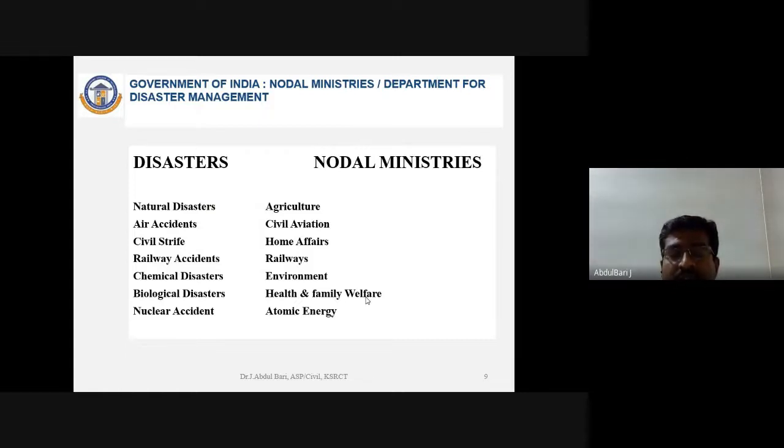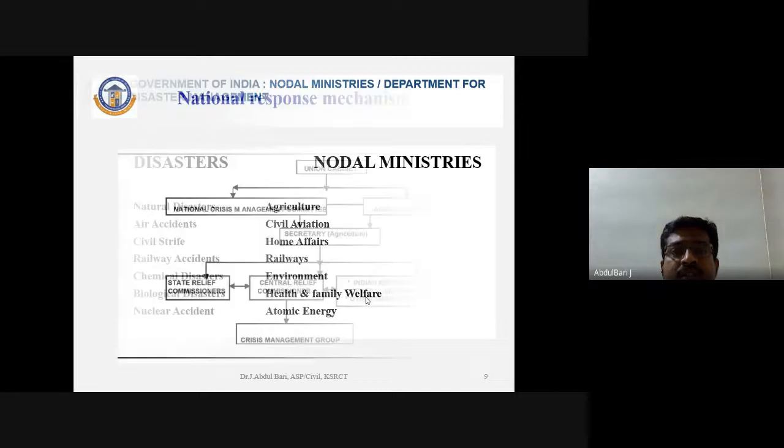Railway accidents will be looked after by railways. Chemical disasters by the environmental ministries. Biological disasters by the health and family welfare ministries, and nuclear accidents will be looked after by the atomic energy ministries. So various disasters and various nodal ministries will be there for each and every disaster. Each and every nodal ministry will be looking after their roles and responsibilities.